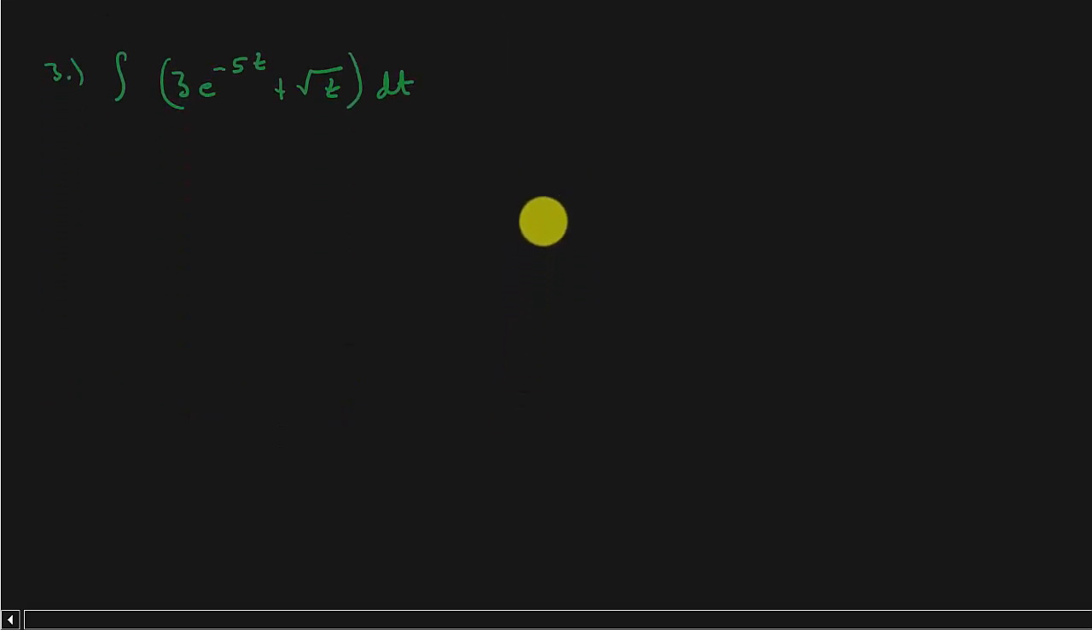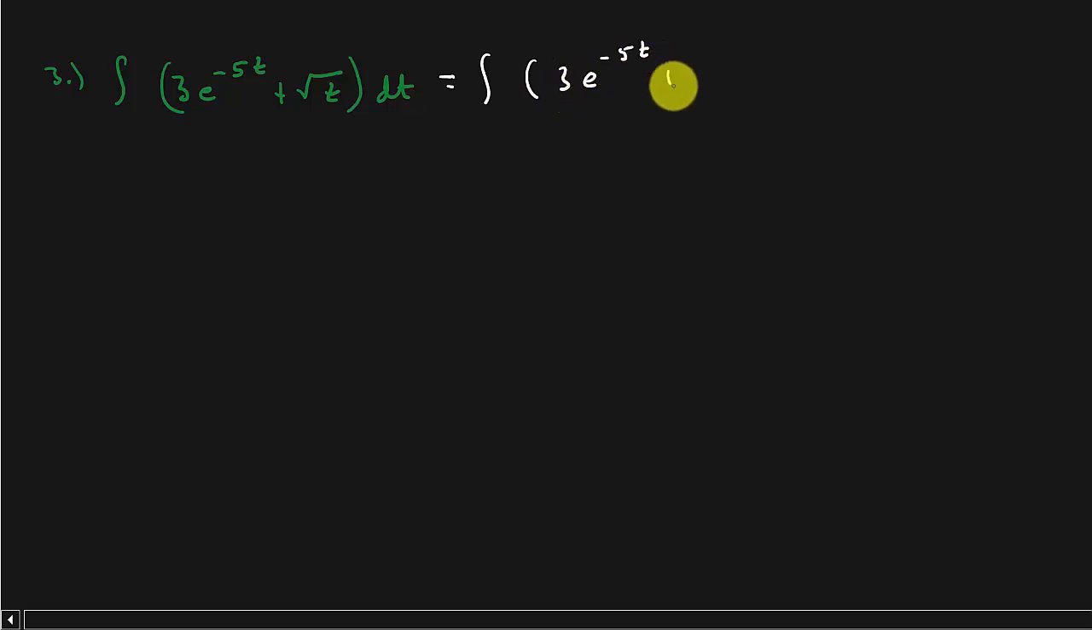All right, what about this one? Okay, so this one's fine right here. We know how to do that. And we did integrate a square root earlier, right? What did we do? We just rewrote it. That's 3e to the negative 5t plus t to the 1/2 dt.